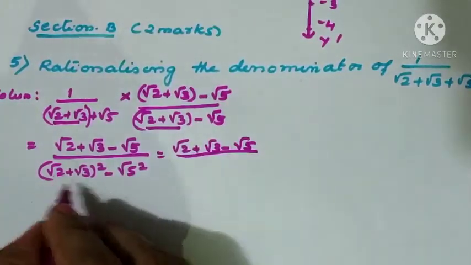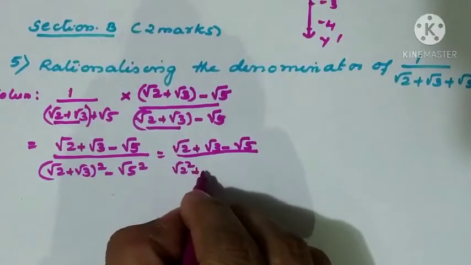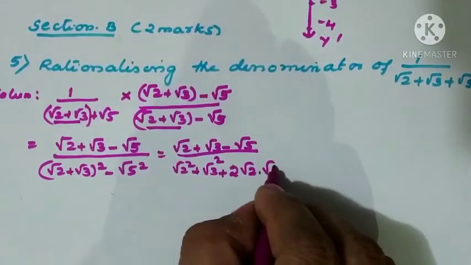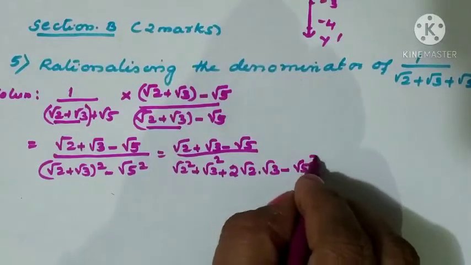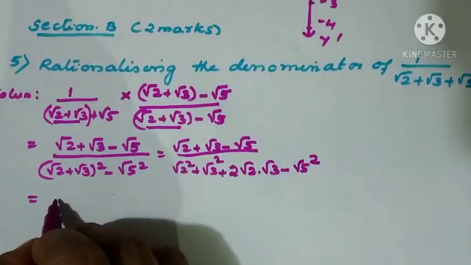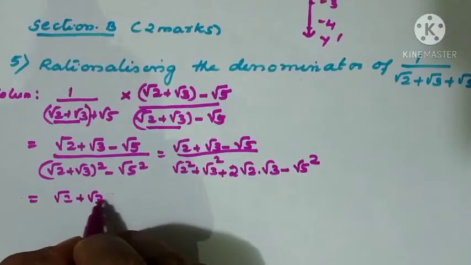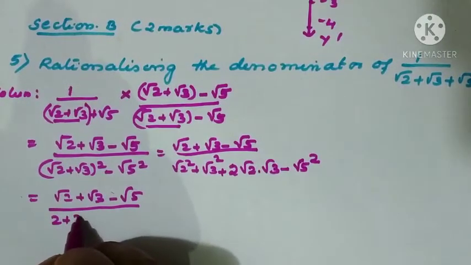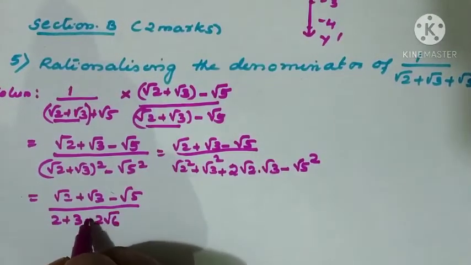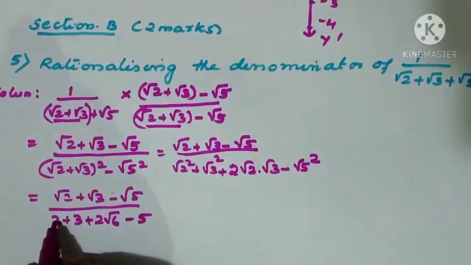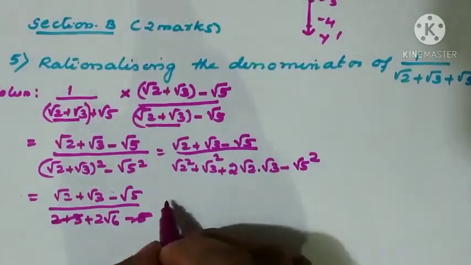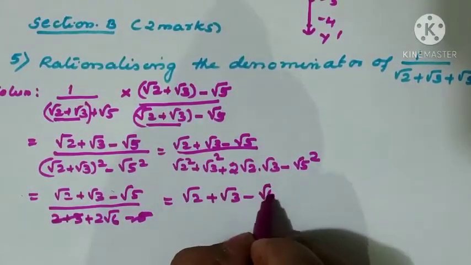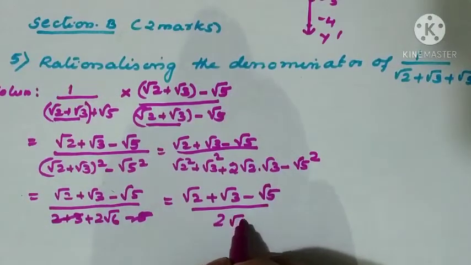Now the expansion I will write: root 2 square plus root 3 square plus 2 into root 2 into root 3, minus root 5 square. Okay. What is the denominator? Root 2 square is 2, root 3 square is 3, and plus 2 root 6, minus 5. So 2 plus 3 is 5 and this 5 will get cancelled. So what is the answer now? Again there is no change in the numerator, but in the denominator we are having 2 root 6.